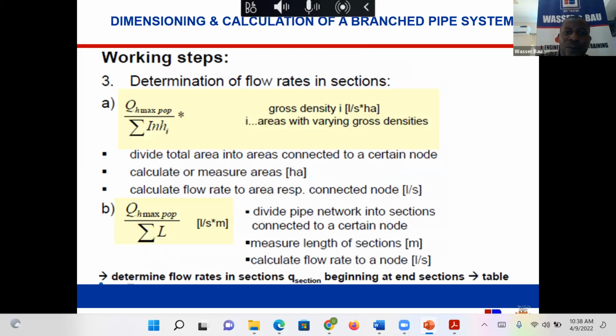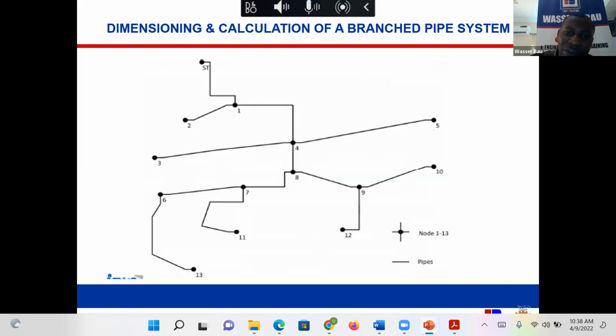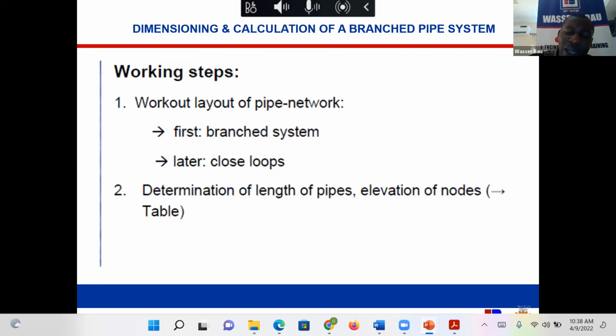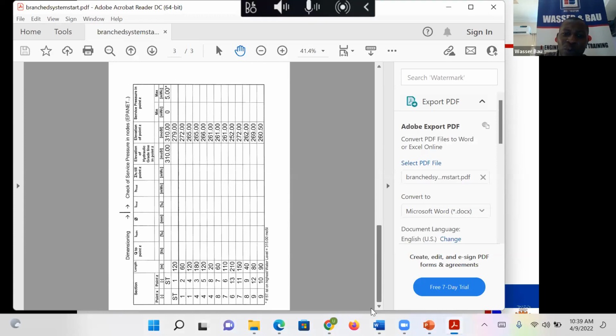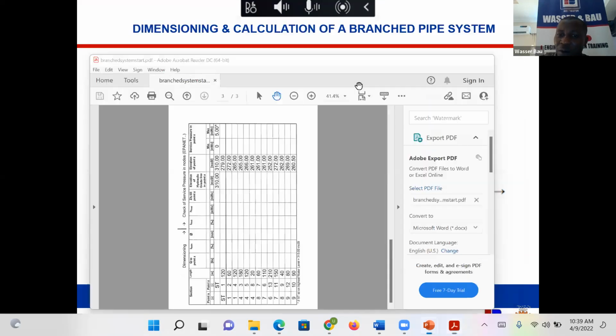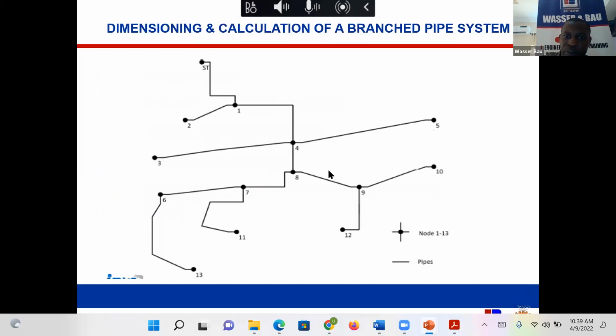That's by the way. So now, these are the first 2 steps. Work out the network, then work out the pipe lengths. When you work them out, that is why you have something on your table, 1 and 2. This is the elevation, and this is the pipe length. That has been taken care of by your surveyor.